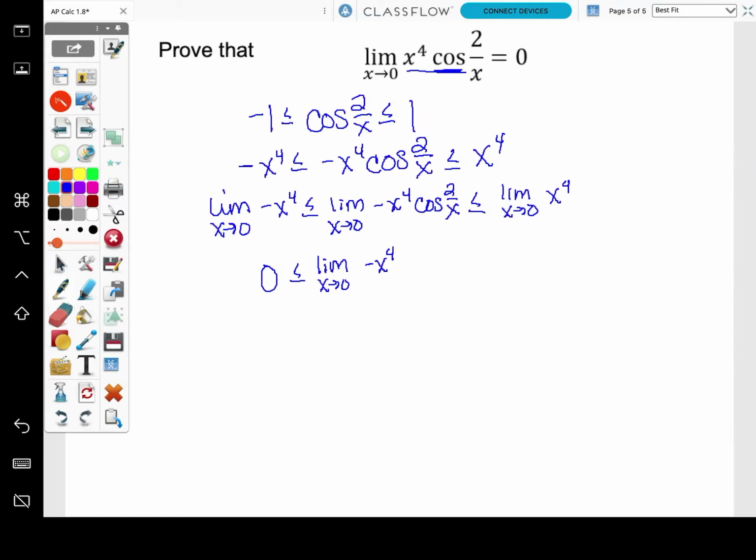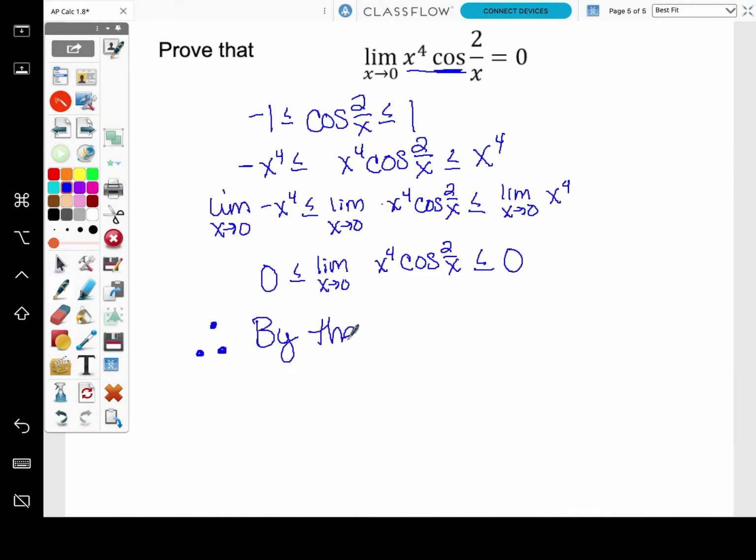Why do I keep writing negative x to the 4th there? That's silly. It's positive. And that limit is 0 as well. So, our proof. We did all of these algebra things, so this is not like a geometric proof where you're giving reasons for each step. You're just doing the algebra. We can see what you're doing. We're mathematicians. And at the end, you just give your therefore statement that we have been doing.